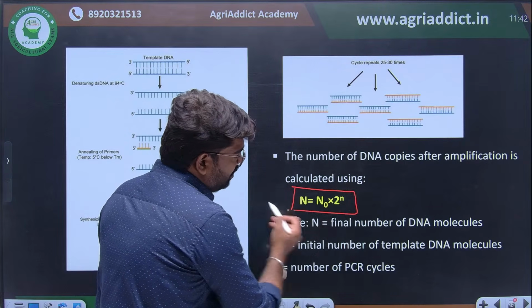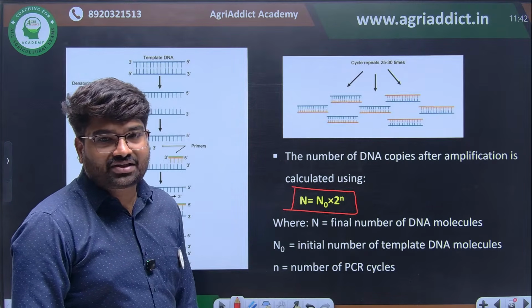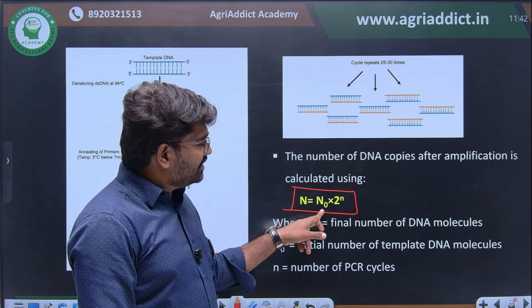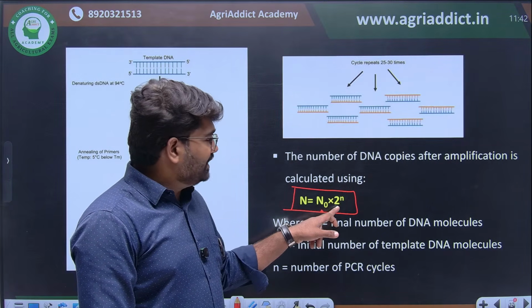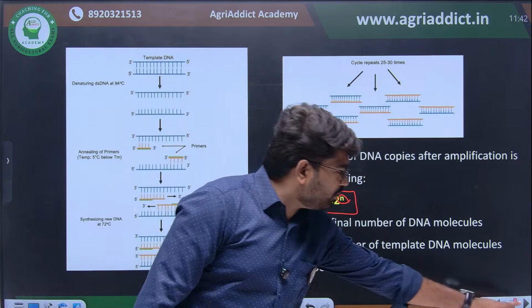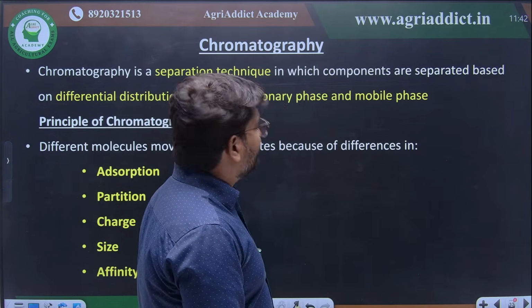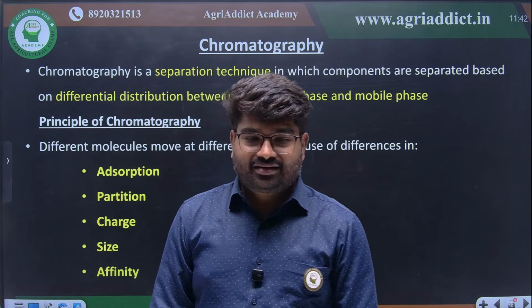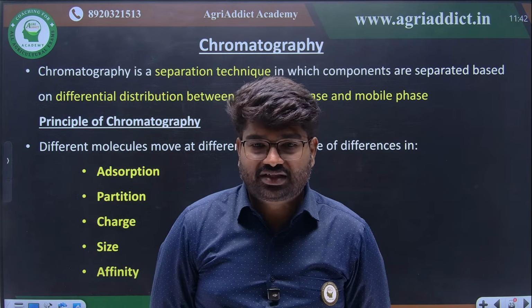This also we have already seen. To know the final concentration of the molecule, we have to multiply N0, the initial concentration of the DNA template, by 2 power N, where N is the number of cycles. Like these problems they can ask. Clear? Any doubts in PCR?